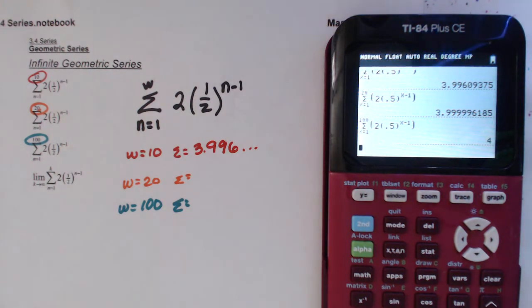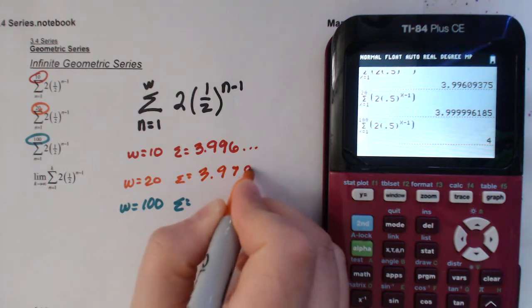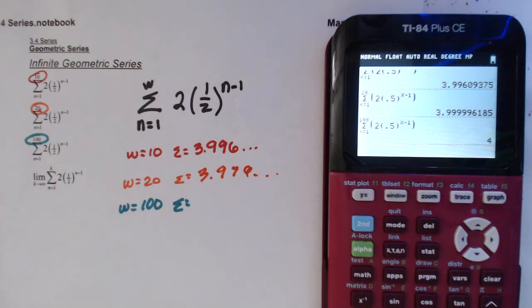It says it's 4, but it's not actually 4. It's because of how the calculator rounds. So if we do like 50 or something, I'm sure it would work out a little differently. But 3.999, and then it's saying it's 4.